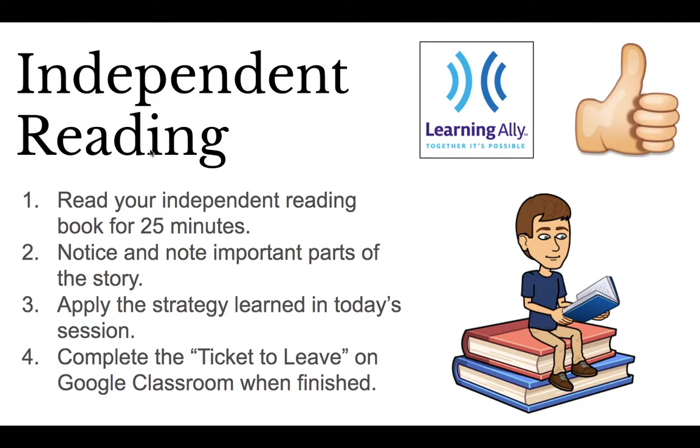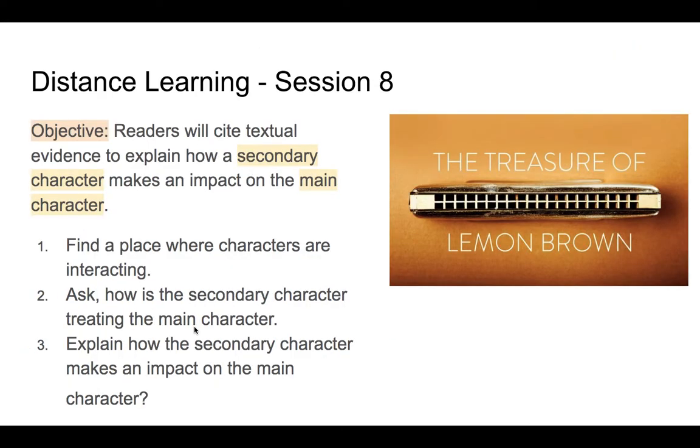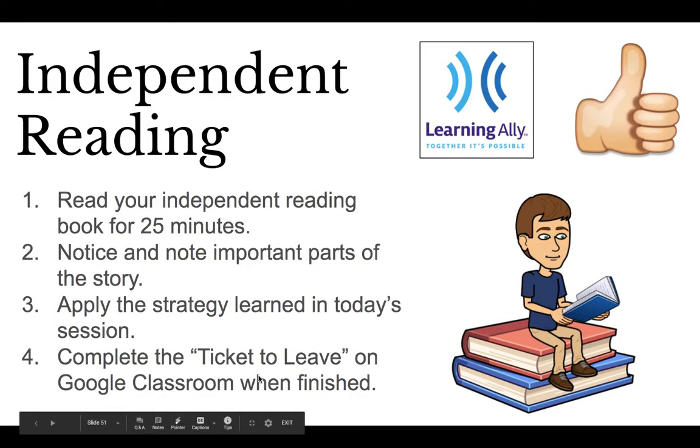So the next thing to do is to read your independent reading book for 25 minutes, please. Notice and note important parts of the story, things that stick out to you about characterization, just cool words that you like. As a reader, we just want to be noticing those things, and I'm asking you to put sticky notes in there. Apply the strategy from today's lesson. So you might want to just have this page open on your computer while you're reading. And then please do complete the ticket to leave when you have finished.